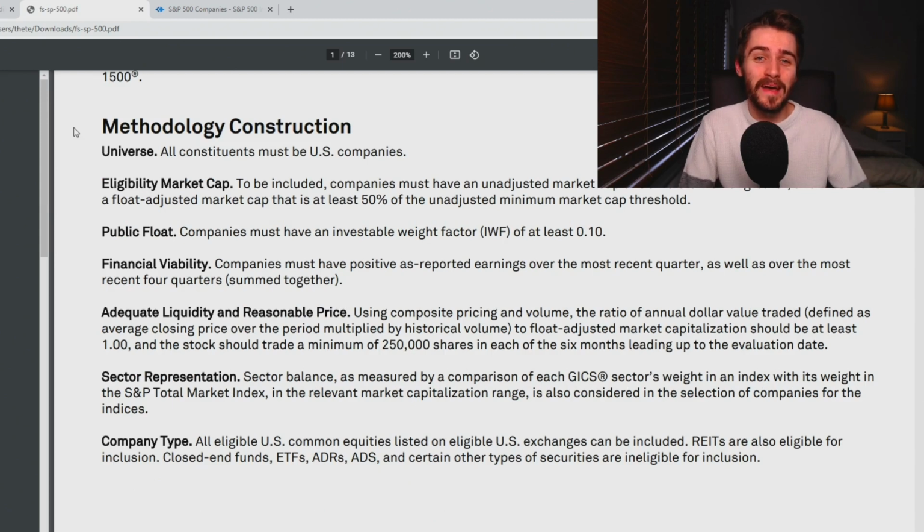So if we take a look at the methodology construction section of the report, we can actually see the various criteria that companies must meet in order to be considered for inclusion within the S&P 500 index.